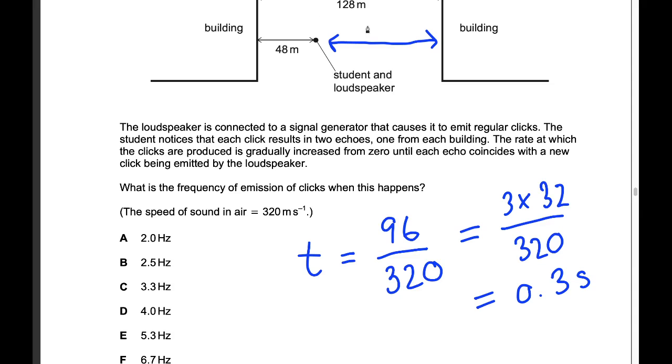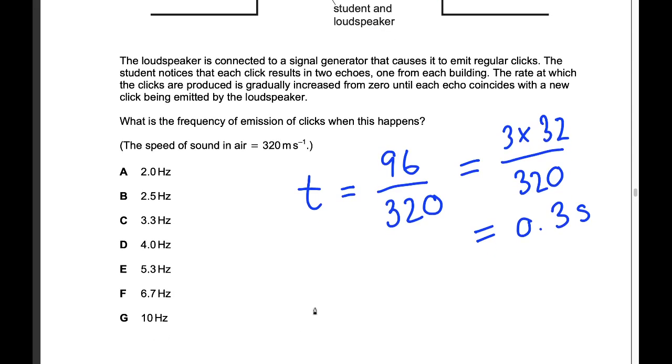The further building is 80 meters away, so it's the same equation. Let's call that T1, and this is T2. The distance is now going to be 160, so 80 times 2, with 320 on the bottom here, so that's just 0.5 seconds.